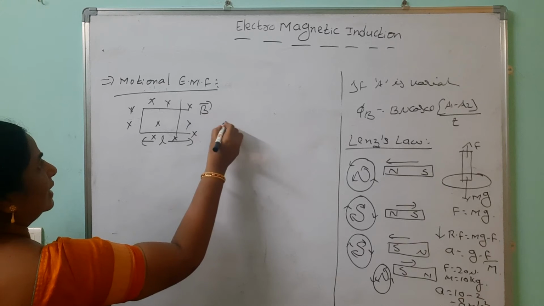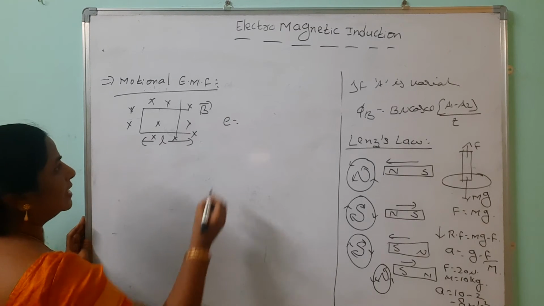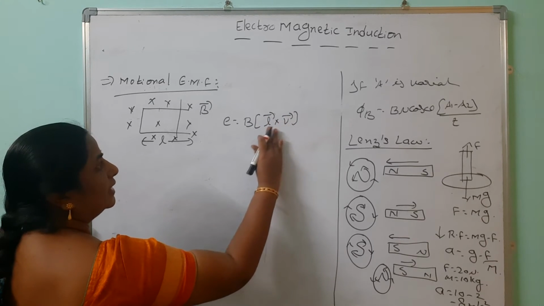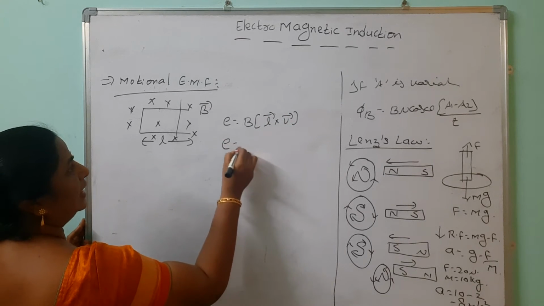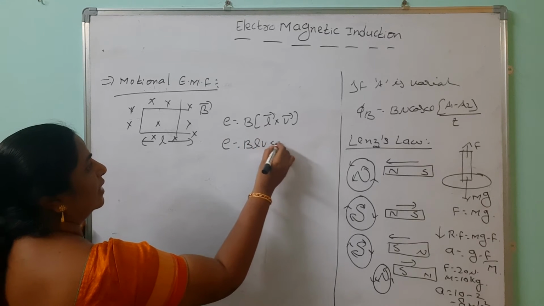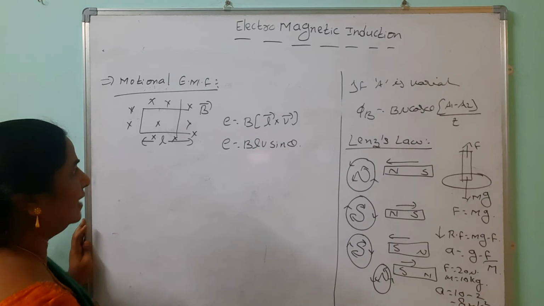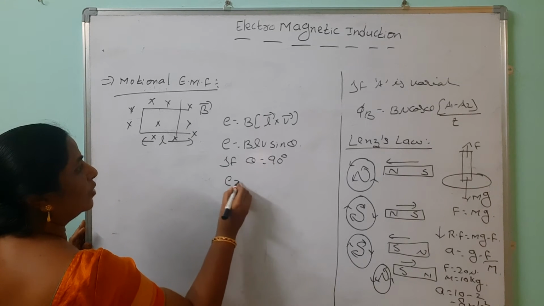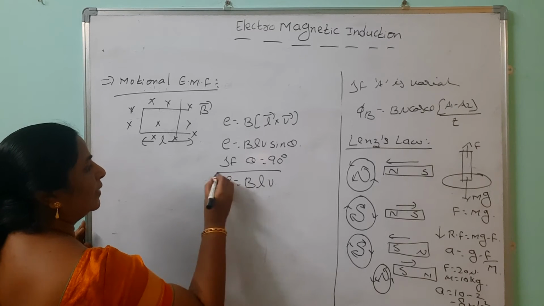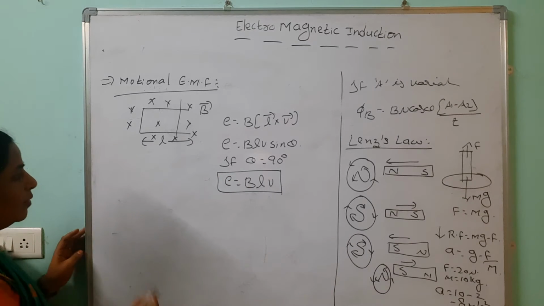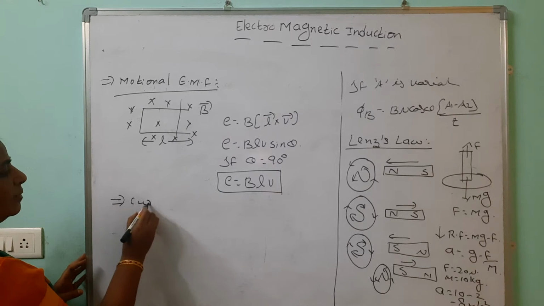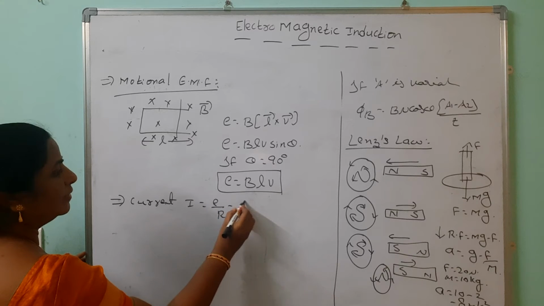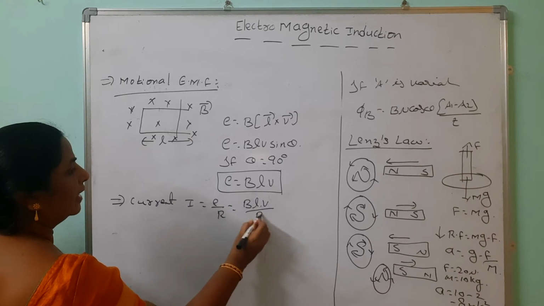Here you remember that electromotive force is B into L bar cross V bar. With the help of the cross product you can find it, and it can be written as BLV sin theta also. If theta equals 90 degrees, the electromotive force is BLV. When you know the electromotive force, we can find out the current also. From Ohm's law, we can write I equals E by R, so BLV by R.